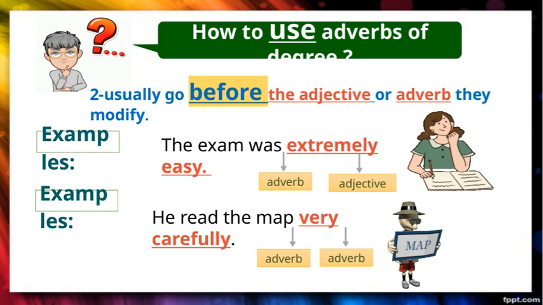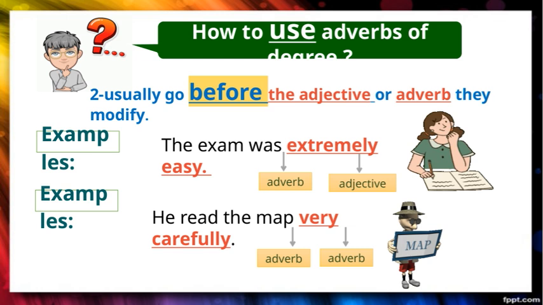Now, adverbs can also modify adjectives, giving us a clearer picture of the intensity or degree. For instance, the exam was extremely easy shows us just how easy the exam was, thanks to the adverb extremely. An important point to remember is that adverbs of degree usually go before the adjective or adverb they modify. So, in this case, extremely comes before easy to emphasize the level of easiness.